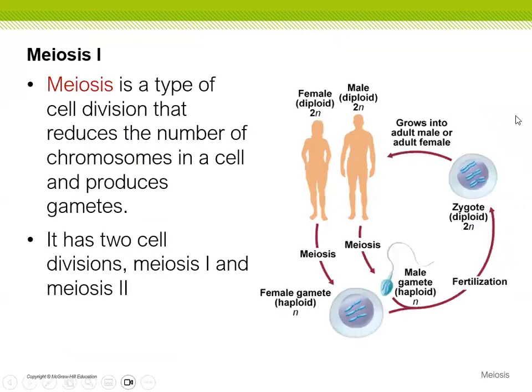So here's how it works. Mitosis creates exact copies, as we discovered. Meiosis is a little bit different. Meiosis is a cell division that reduces the number of chromosomes in a cell and produces gametes. We have a couple of different phases as well, so we're going to start out with these different phases.